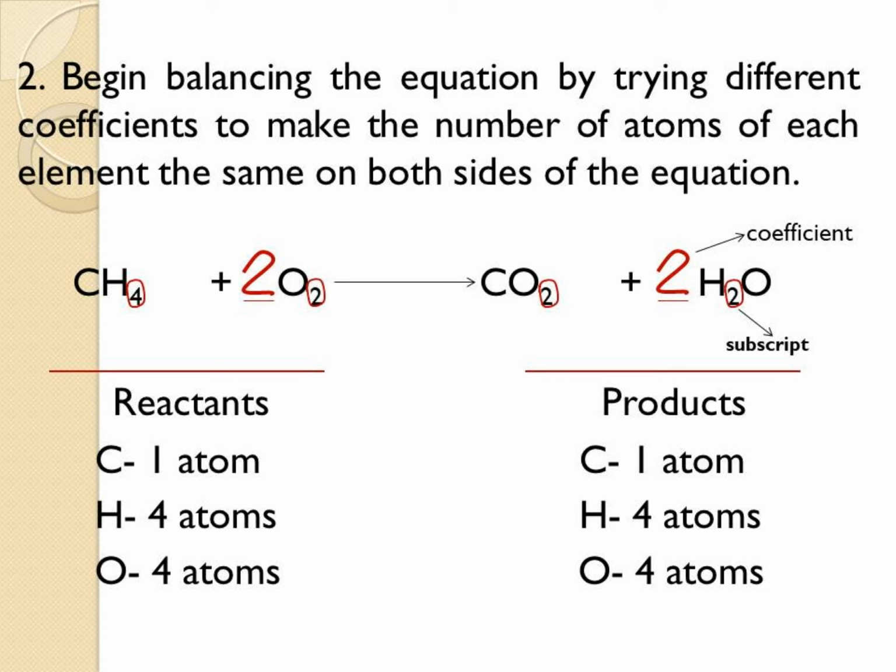So in balancing a chemical equation like this, we need to think of a number, a coefficient, that we can place in order to have the same number of atoms on the reactant side and on the product side.